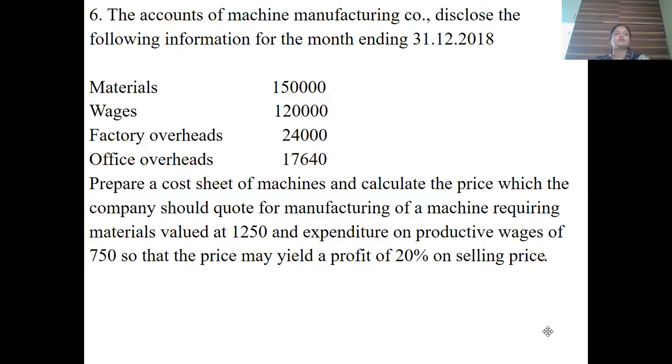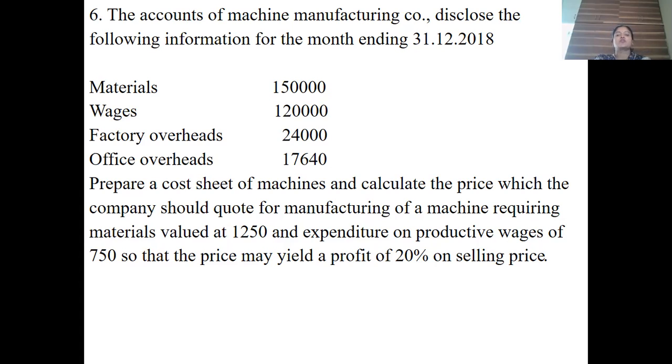The accounts of a machine manufacturing company disclose the following information for the month ending 31/12/2018: materials 1,50,000, wages 1,20,000, factory overheads 24,000, office overheads 17,640. Prepare a cost sheet of machines and calculate the price which the company should quote for manufacturing of a machine requiring materials valued at 1,250 and expenditure on productive wages of ₹750, so that the price may yield a profit of 20% on selling price.